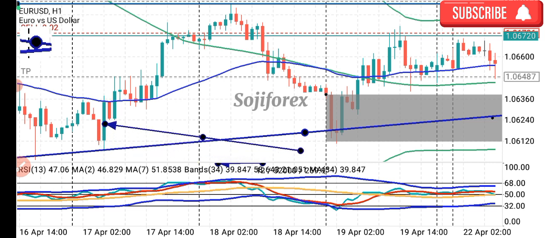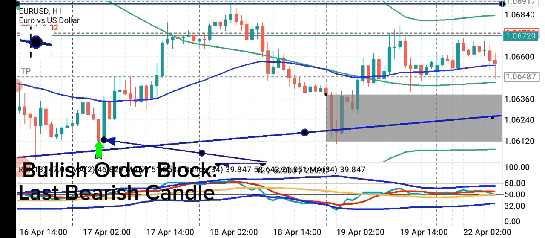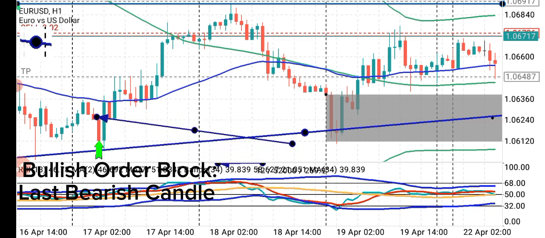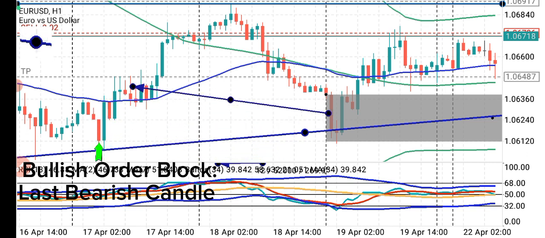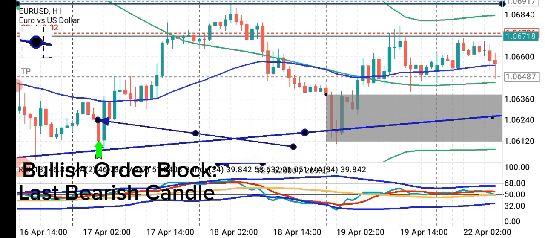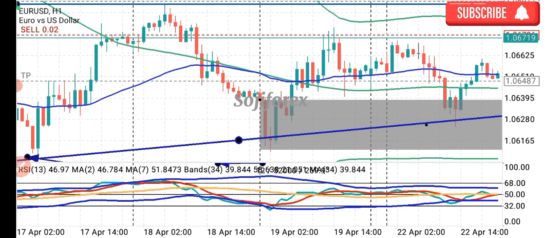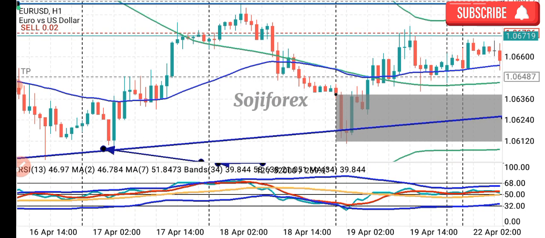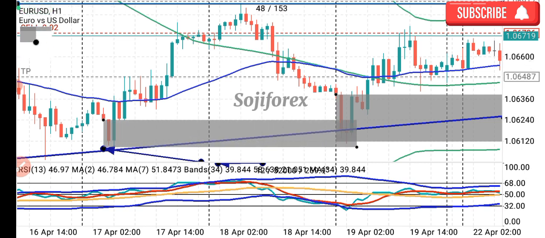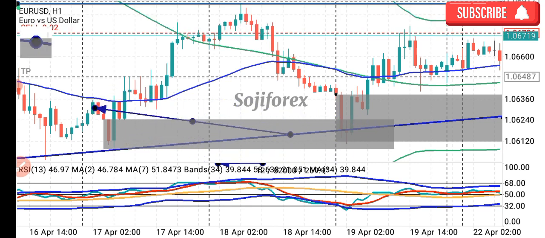Look at this move. You can see this particular bullish candle. So the order block here is the last bearish candle before this bullish move. A bullish order block is the last bearish candle before the bullish move, and the last bearish candle is this red candle here. So what we do now is pick up, look at it, and mark that particular candle. And look at what happened.